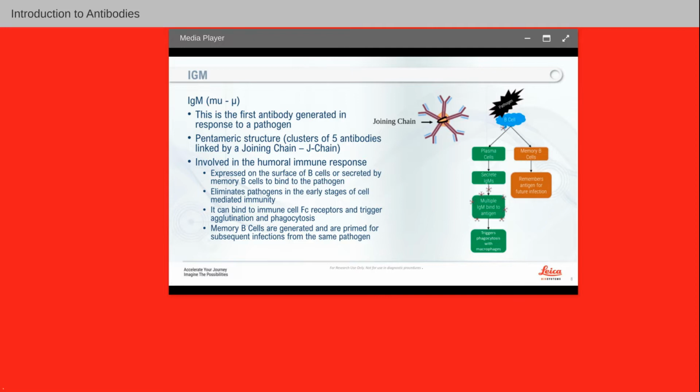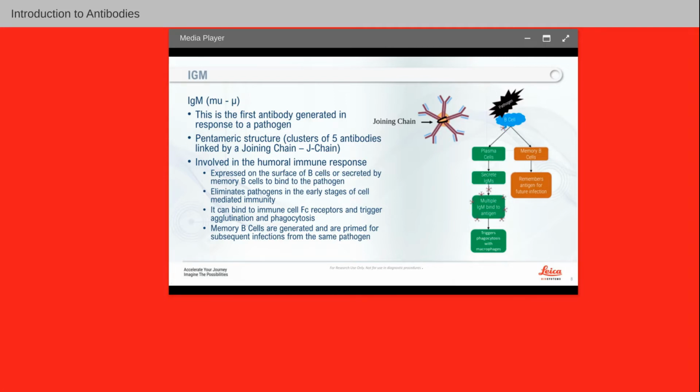IgM has the mu heavy chain. So this is the first antibody generated in response to the body detecting a pathogen. The pentameric structure makes it the largest antibody found in mammals, and that's 5 individual IgM units that have joined together. Sometimes it can exist as a hexamer, which is 6 units, but it's most commonly found as a pentamer. So these individual units are formed into the pentamer and held in place by the disulfide bonds and a joining chain, which is also called a J chain.